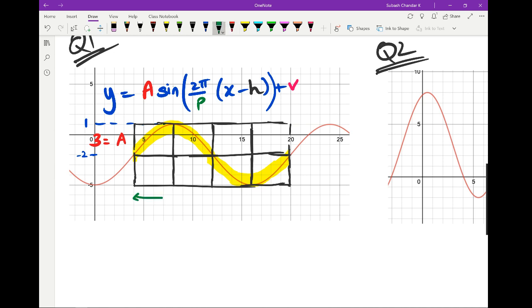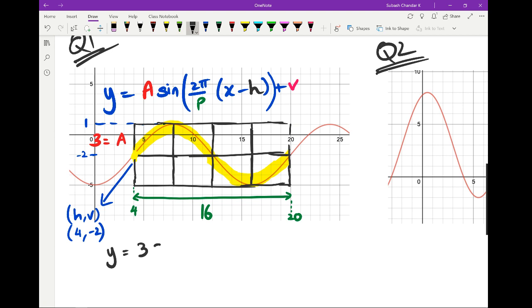Then I've got my period, which is from here to here. And you can kind of see that this point here is going to be 4. This point here is 20. So our period is going to be 16. Then our starting point, which is this yellow dot right here, that's your H and V. And in this case, it's going to be 4 and -2. So we've got all the information that we need, and so we can actually write our equation. So it's going to be y is equal to 3 sine 2 pi over 16 x minus 4 minus 2.